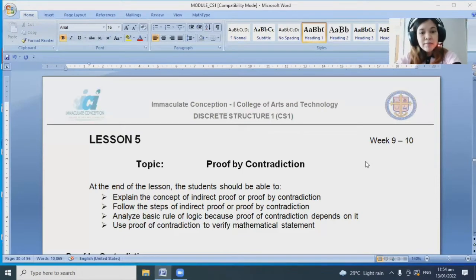Lesson number 5, Proof by Contradiction. At the end of the session, you will be able to explain the concept of indirect proof or proof by contradiction. Follow the steps of indirect proof or proof by contradiction. Analyze the basic rule of logic because proof by contradiction depends on it. And use proof by contradiction to verify a mathematical statement.